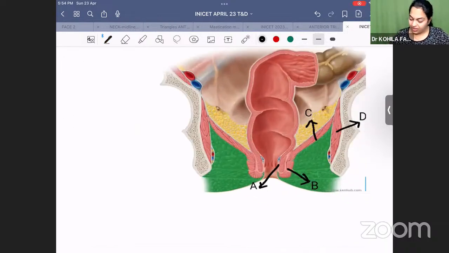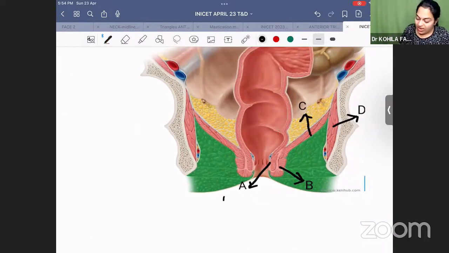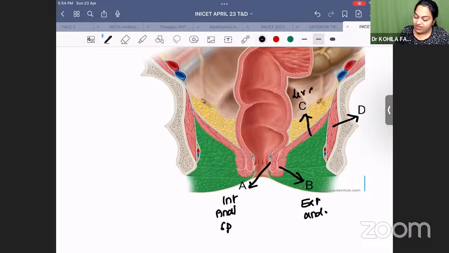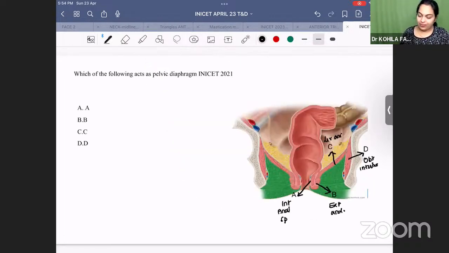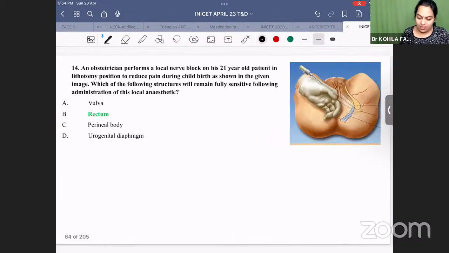As I told you, A is the internal anal sphincter, B the external anal sphincter, C is levator ani, pubococcygeus, iliococcygeus. And then D is the obturator internus muscle. Okay. So we got the answer.